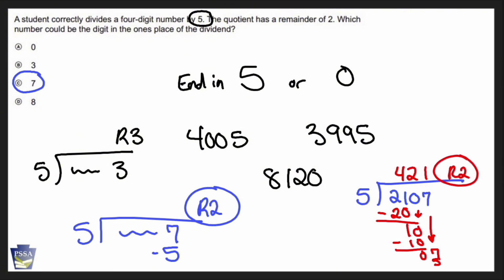So it'll always work out that way: if you are dividing by 5 and it ends in 7, your remainder will be 2. If you divide by 5 and it ends in 8, your remainder will be 3. If it ends in 3, your remainder will be 3, so on and so forth.